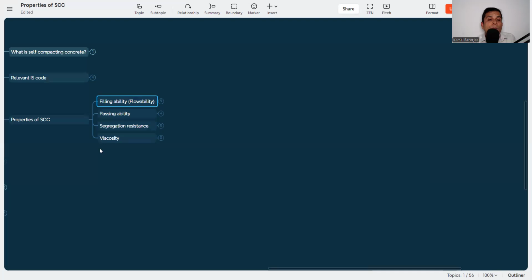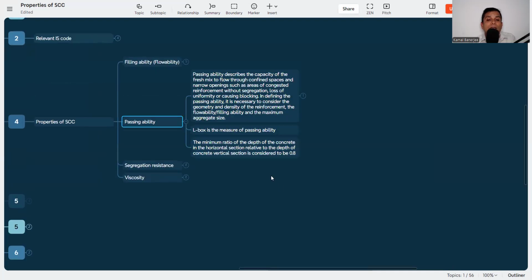The next property is the passing ability. First, it should flow without any obstruction under its own weight. It should pass any obstruction, that is mainly the reinforcement bars inside the formwork. So, passing ability describes the capacity of the fresh mix to flow through confined spaces and narrow openings, such as areas of congested reinforcement, without segregation, loss of uniformity, or causing blocking. So, this passing ability is measuring that it should flow without any hindrance if there is a confined space, narrow space, or congested reinforcement.